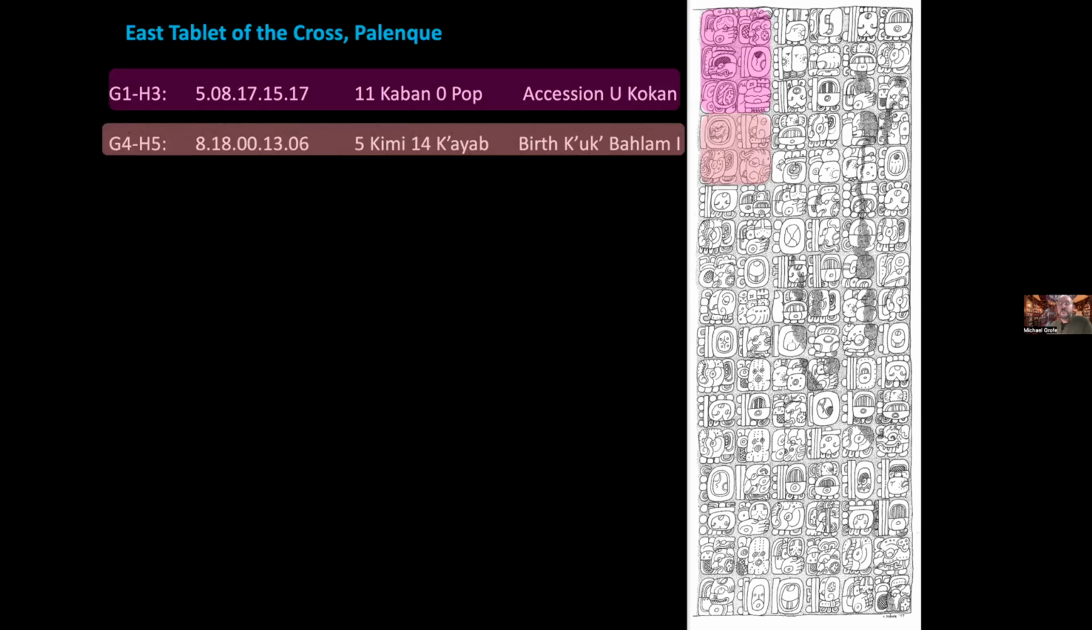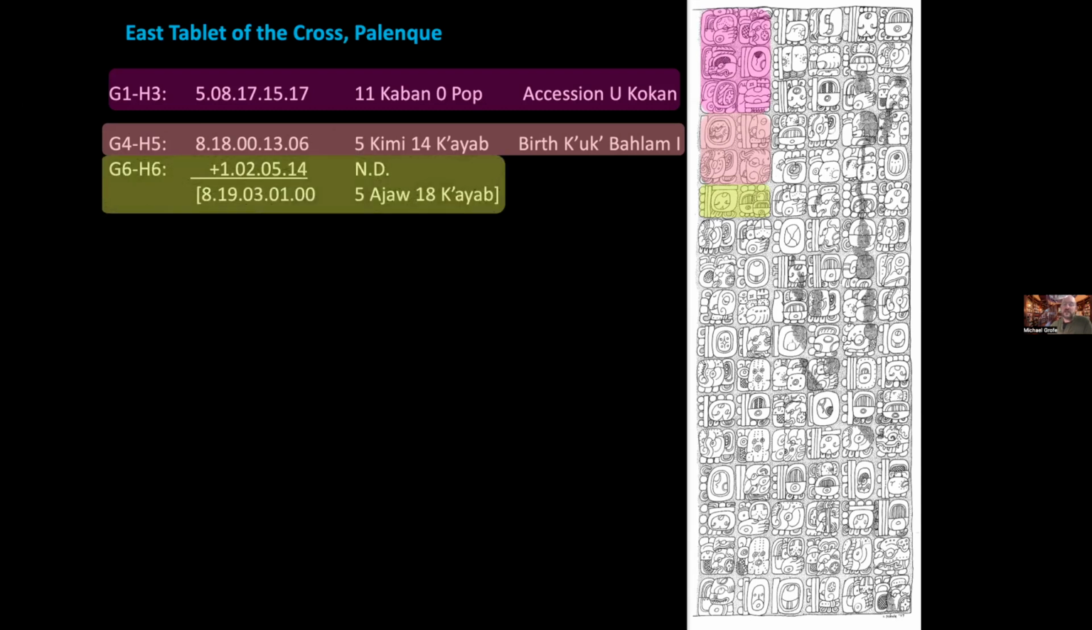If we continue in the historical East tablet, it then counts forward in time to a date when we see the birth of who is most likely a historical character, K'uk Bahlam I, born in 8-18-0-13-6, 5 Kimi, 14 Kayab. Then we see an interesting distance number here highlighted in yellow.